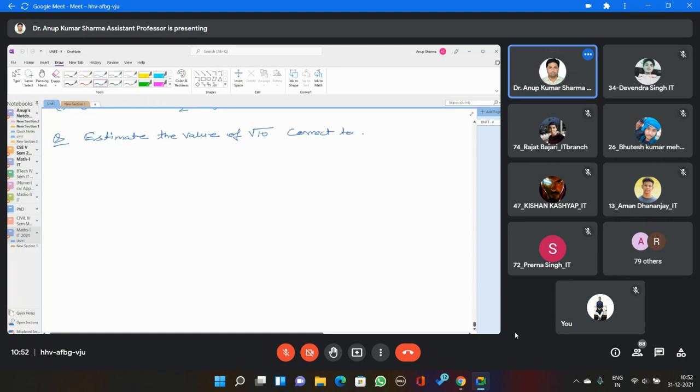Correct to 4 decimal places using Taylor's theorem. Okay, in this case, Taylor's series we use, theorem means series is also included. In that case, it is better to write series, otherwise it makes it confusing. Series.